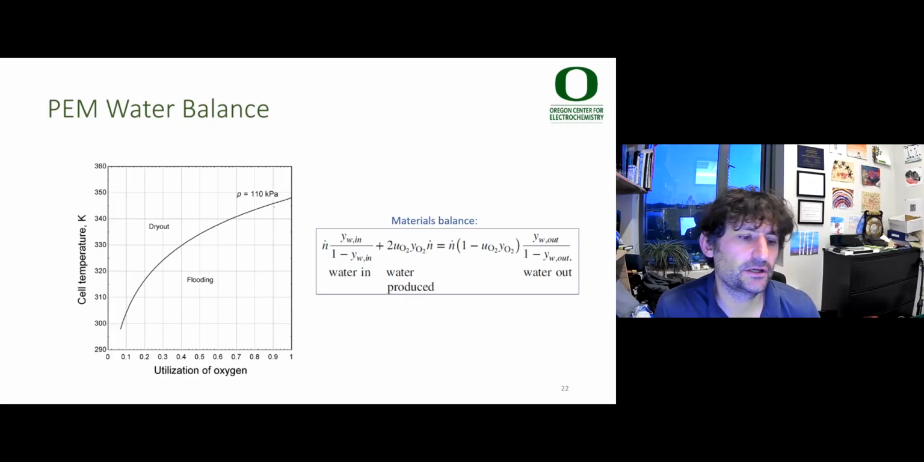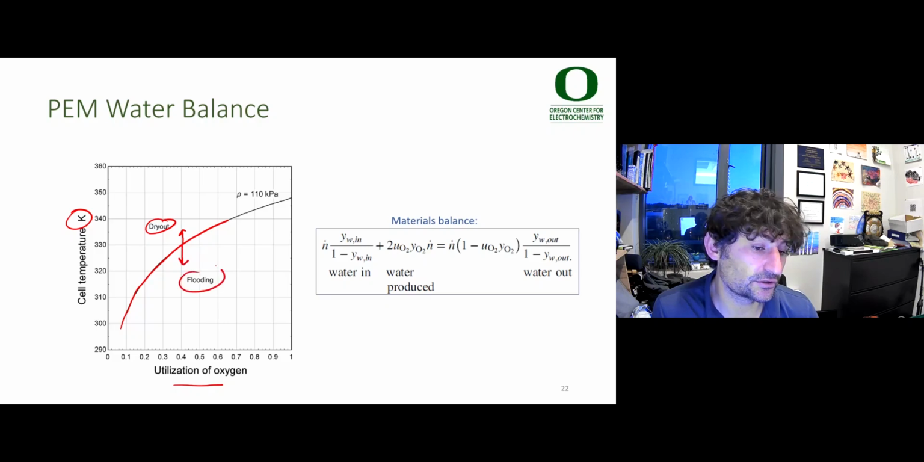We can plot this materials balance as a function of temperature and utilization. And you can see that we want to operate on this line here where we have a nice water management. If we go up in temperature at a given utilization, the cell will start to dry. If we go down in temperature at a specific utilization, the cell will start to flood, i.e. water will accumulate inside the cell at the cathode primarily where it's generated, and this will lead to lower performance, and dry out also leads to lower performance. And this all comes from this materials balance equation.